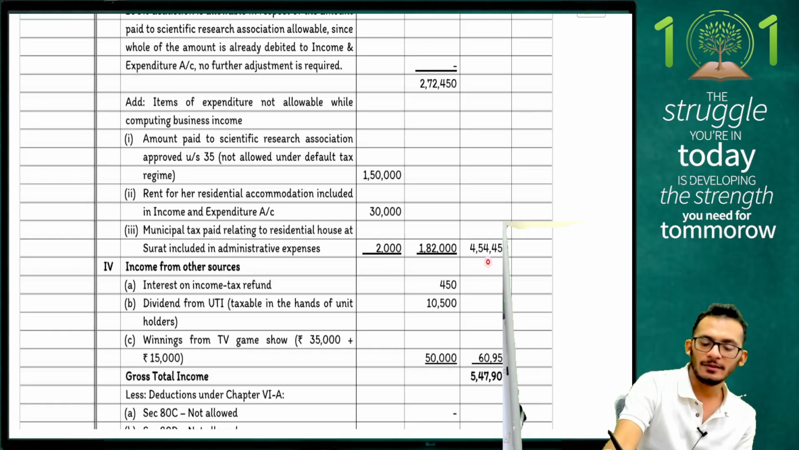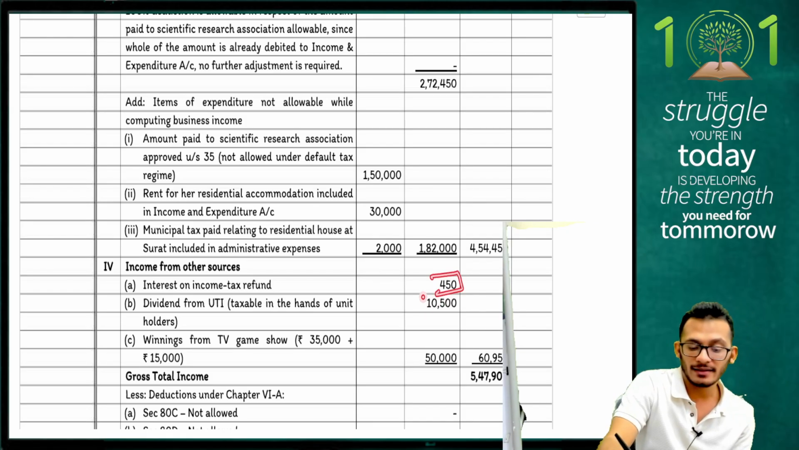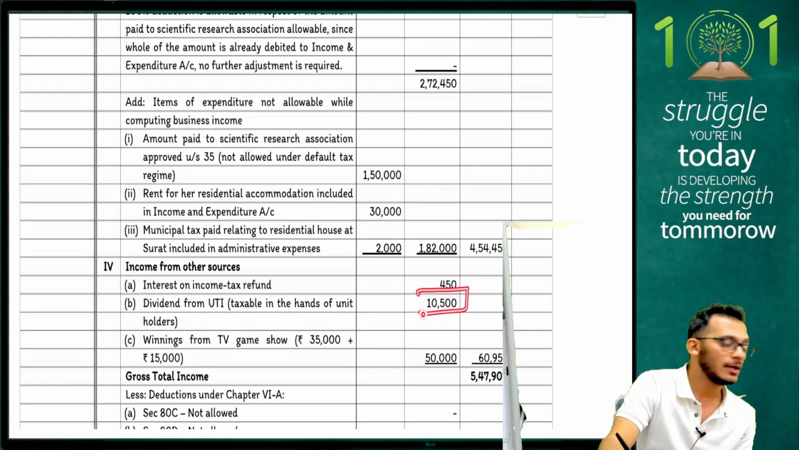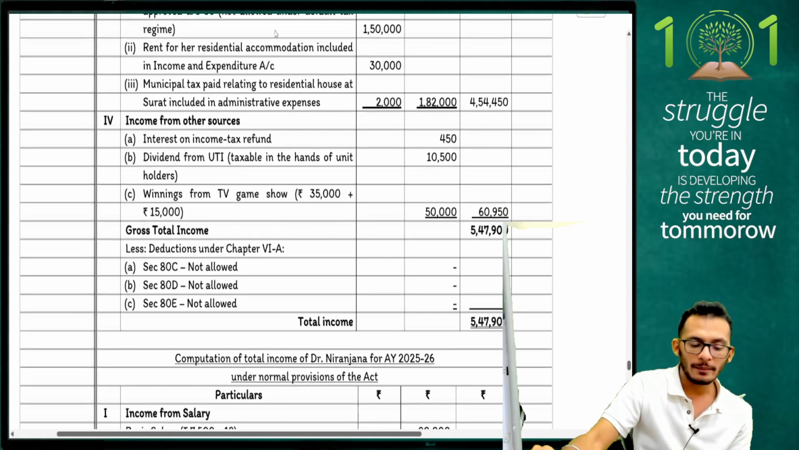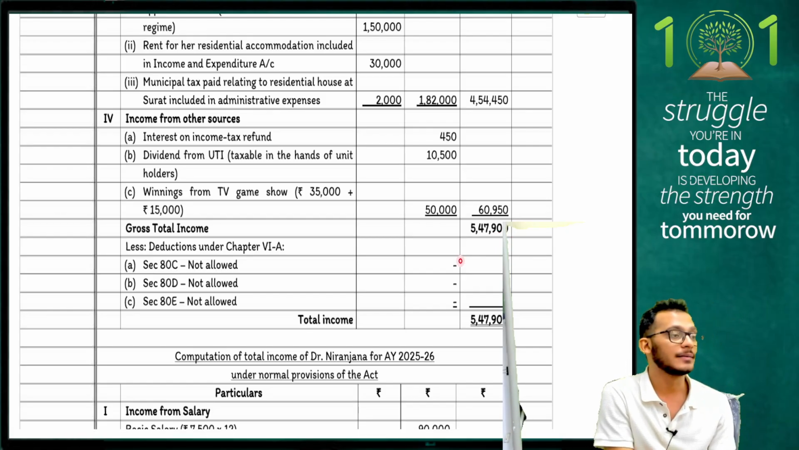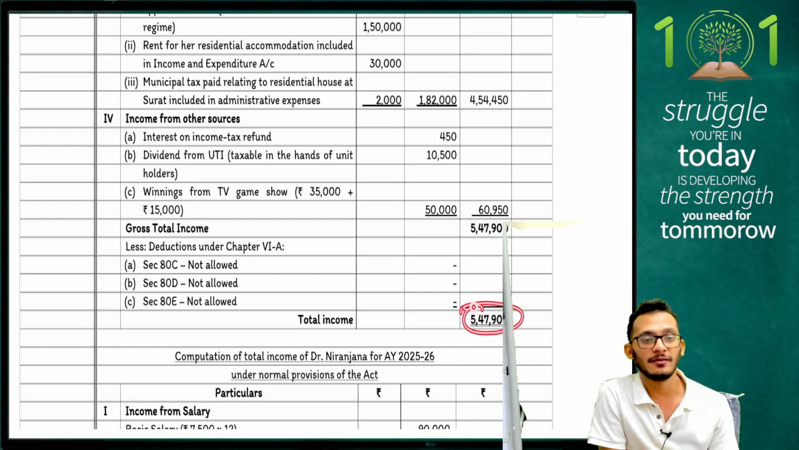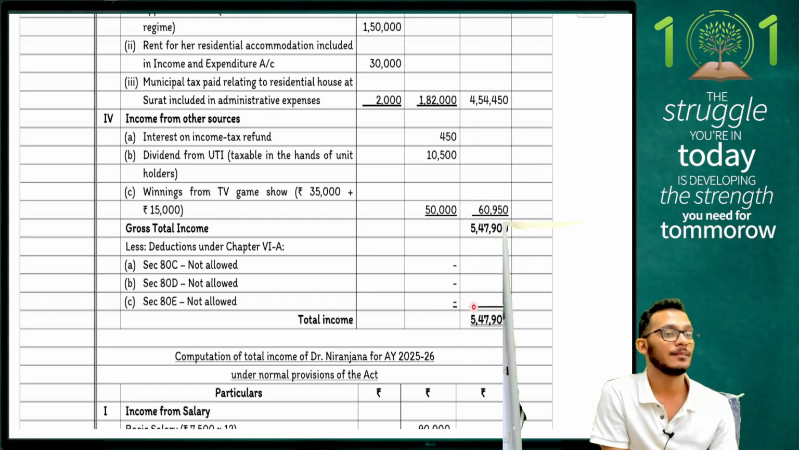Therefore, they got the PGBP, on which now they have started adding my IFOS incomes. One is my income tax refund or interest on income tax refund, and then dividends from UTI. Also winnings grossed up for 50,000 rupees after adding back my TDS. Got my total income as 5,47,900. No deductions given because I am under DTR. My income became 5,47,900. Tell me, people, 5,47,900 person is.